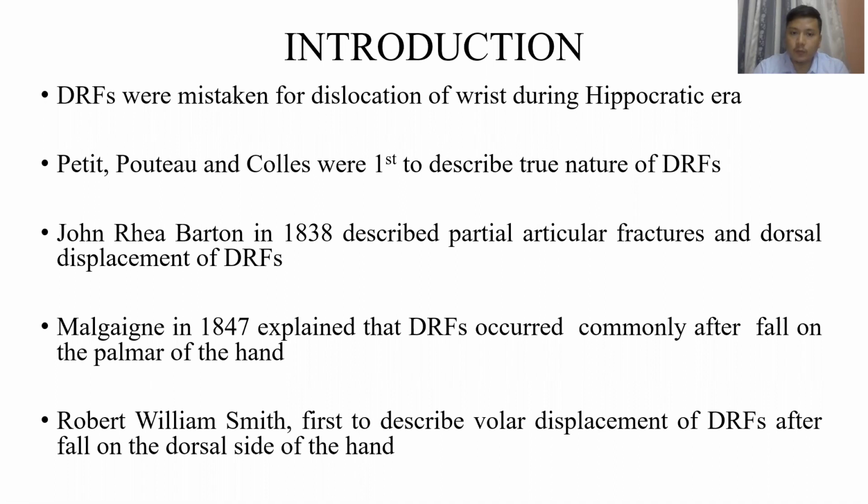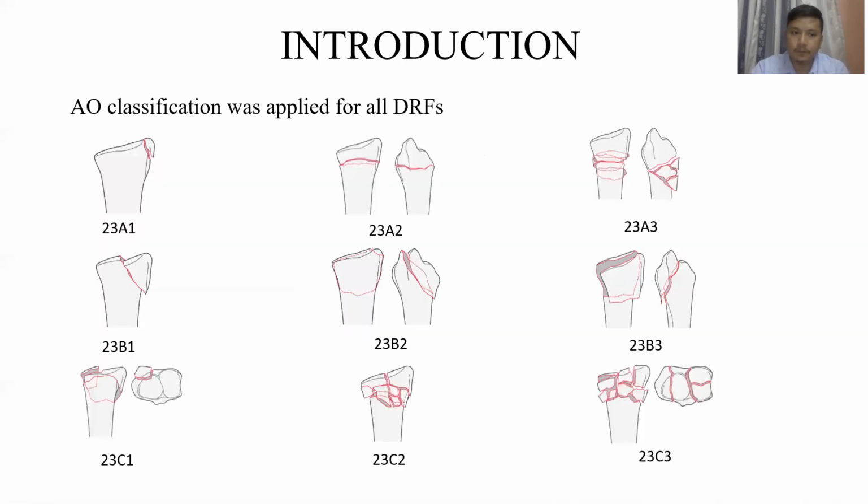Petit, Pouteau, and Colles were the first to describe the true nature of distal radius fractures. Barton in 1838 described partial articular fractures. Malgaigne in 1847 explained distal radius fractures from a fall on the palmar aspect of the hand, and Smith described distal radius fractures from a fall on the dorsal aspect of the hand.